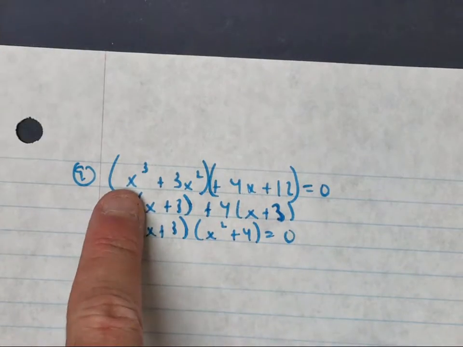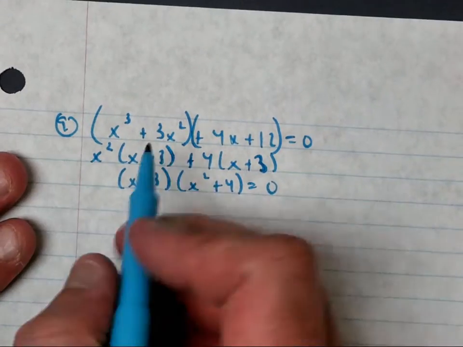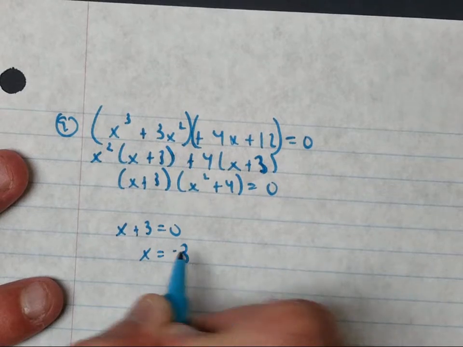Starting back, it is a cubic, so the maximum number of zeros I can have is 3. And we're going to learn the name of that theorem tomorrow: the fundamental theorem of algebra. That tells you the maximum number of zeros it can have. Alright, so I'm going to set this first one equal to 0. x plus 3 equals 0, so x equals negative 3.